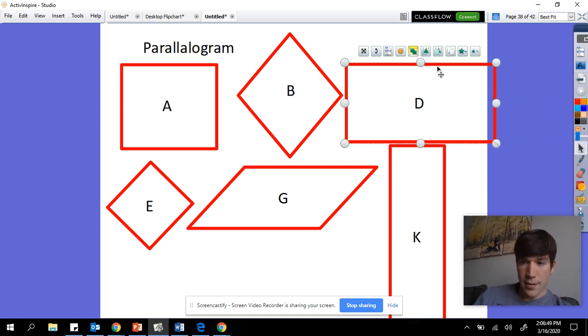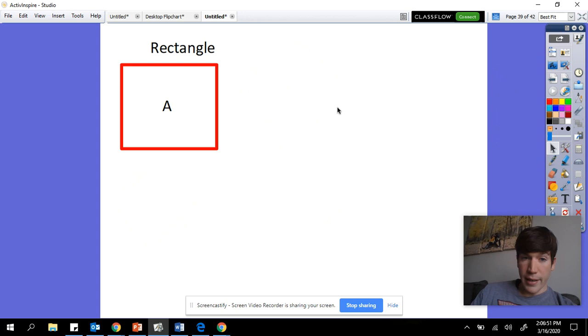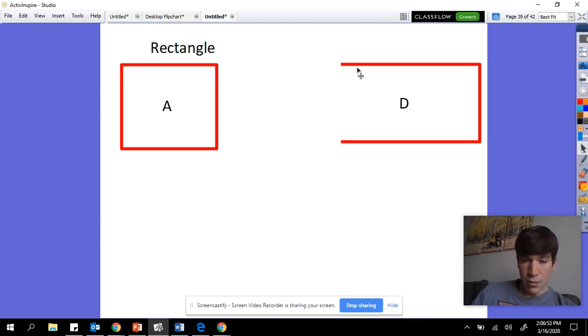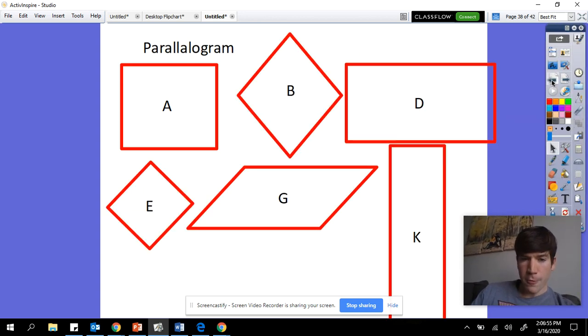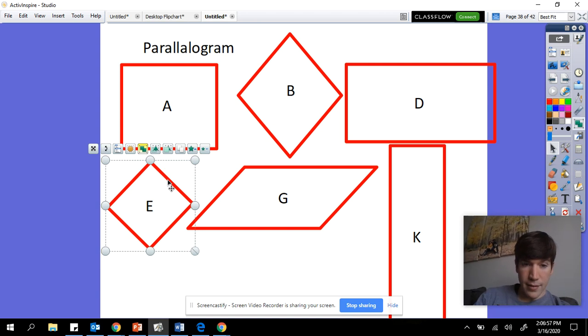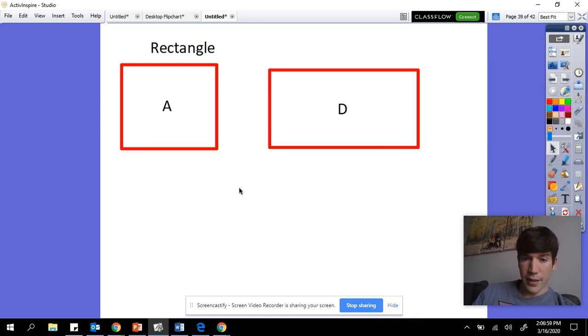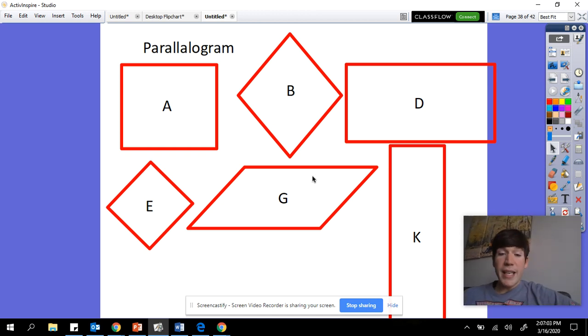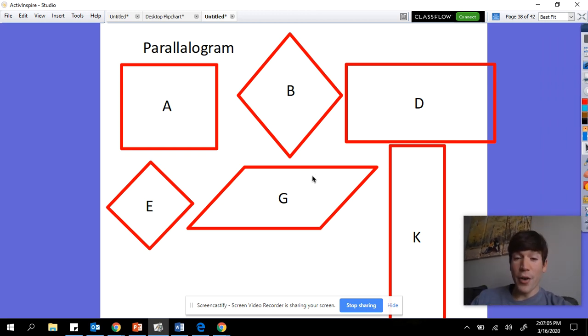D is a rectangle. E is a rectangle. It has all three of those things, including right angles. G is not a rectangle. You'll notice it does have opposite sides congruent. It does have opposite sides parallel. It does not have four right angles. Therefore, it's not a rectangle. And K is a rectangle.